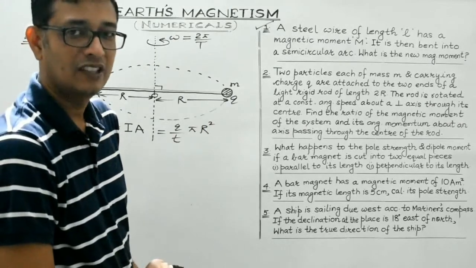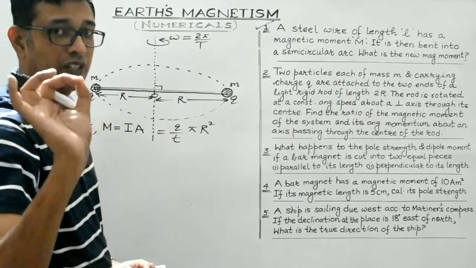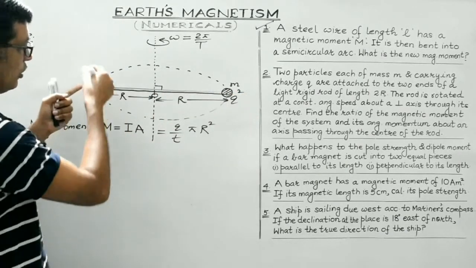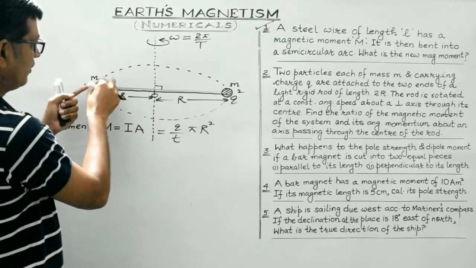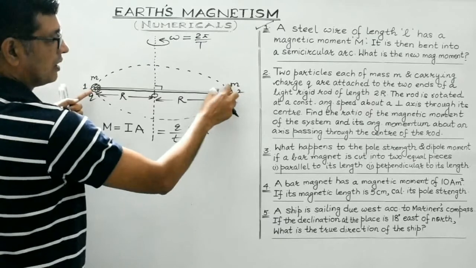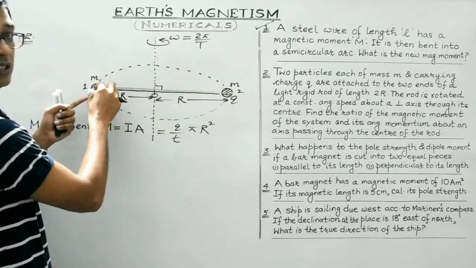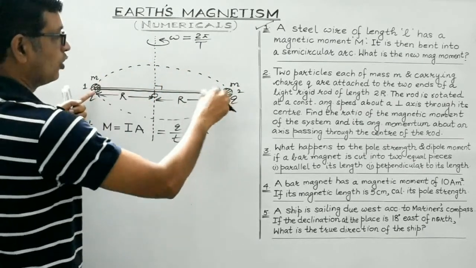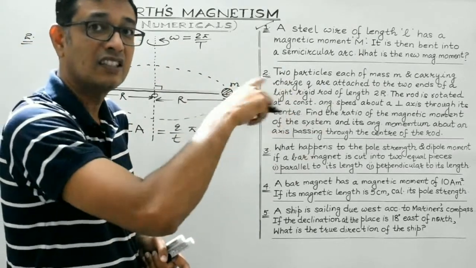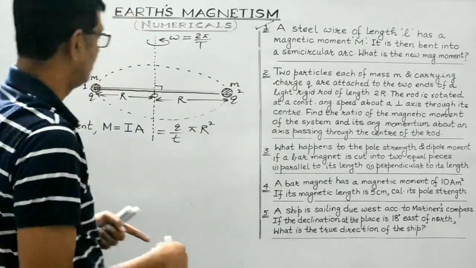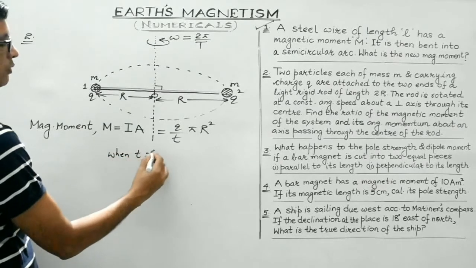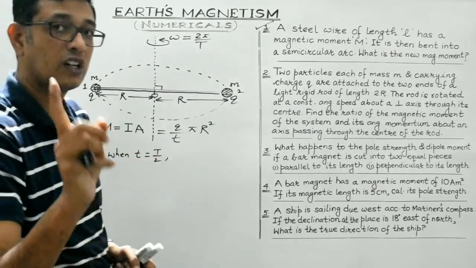Am I clear, students? Now what is T over here? Now this is a very, very important thing. Now suppose this is 1, this is 2. During half the revolution, this charge will come to this particular position and this second mass carrying charge q will come to this particular position. So only during half revolution the entire system will act as a current carrying loop. Again I repeat, students, when t equals T by 2, it will constitute a current carrying loop.